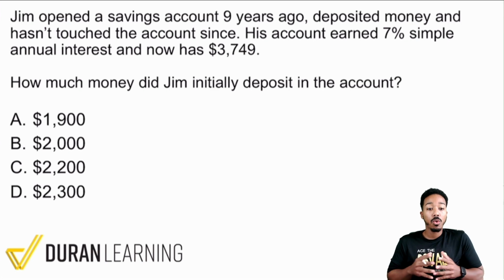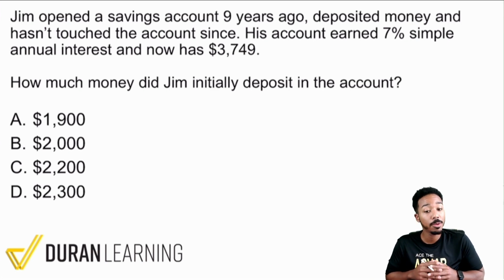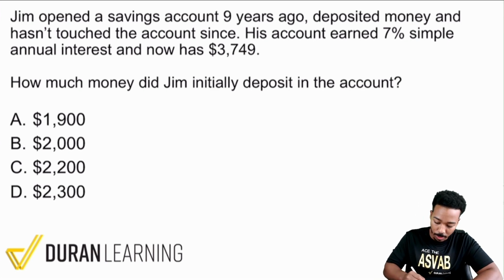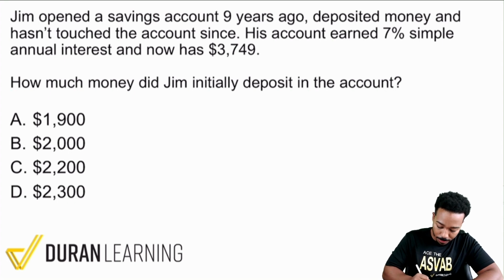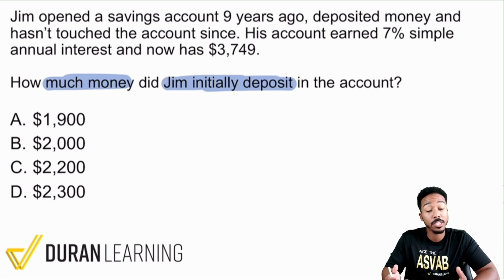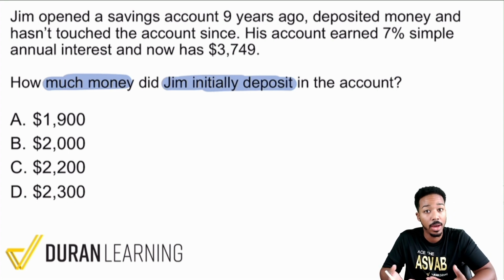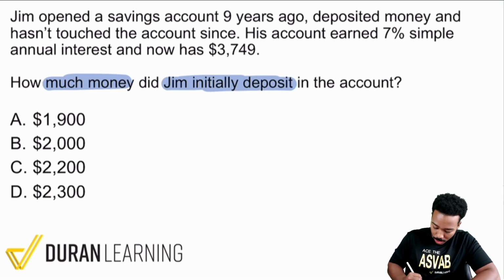So the question reads, and remember, we always want to start with the question, how much money did Jim initially deposit in the account? So one more time, how much money did Jim initially deposit in the account? So what are we asking for again? How much money Jim initially deposited? So that's the principal amount, right? That's the initial amount, the starting amount.